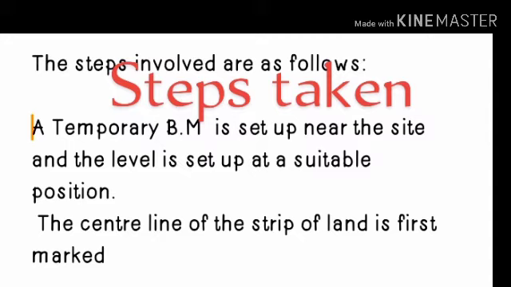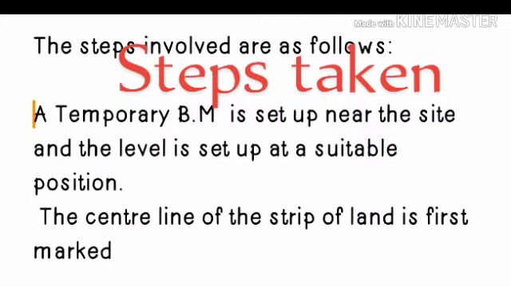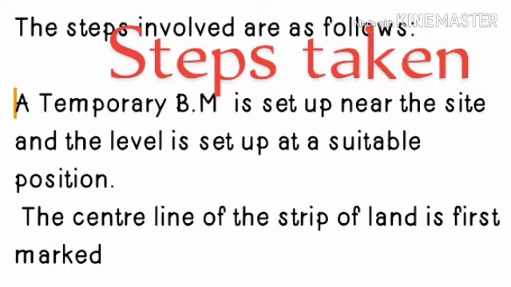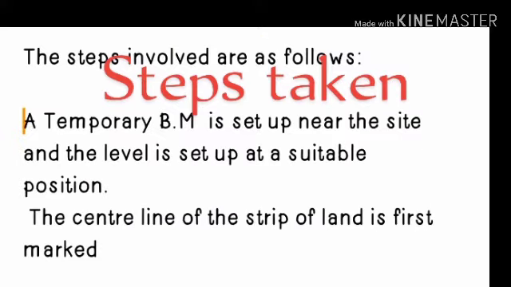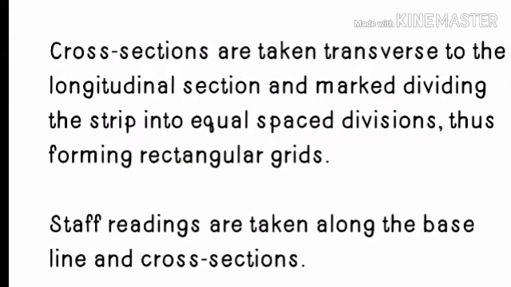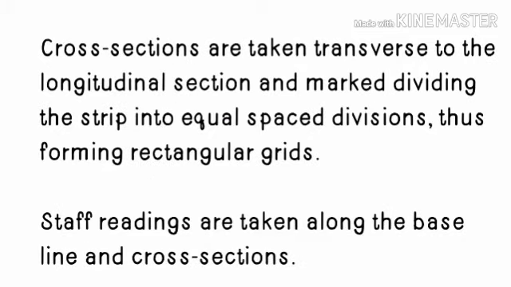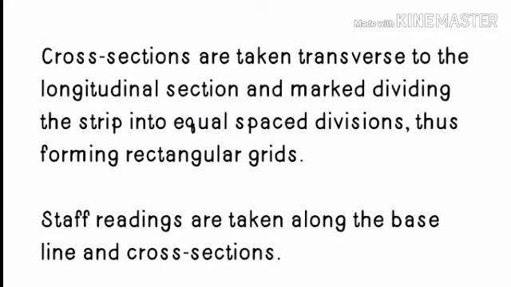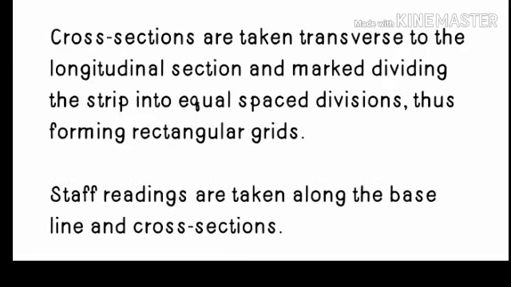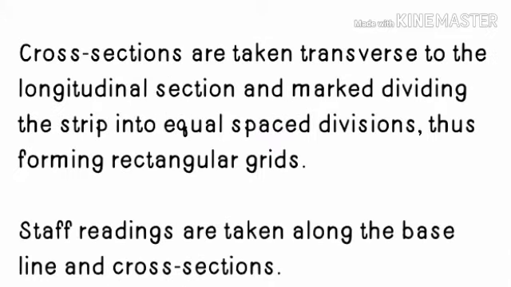Steps taken: a temporary benchmark is set up near the site, and the level is set up at a suitable position. The center line of the strip of land is first marked. The cross sections are taken transverse to the longitudinal section and marked, dividing the strip into equal space divisions, forming rectangular grids. Staff readings are taken along the baseline and cross sections.